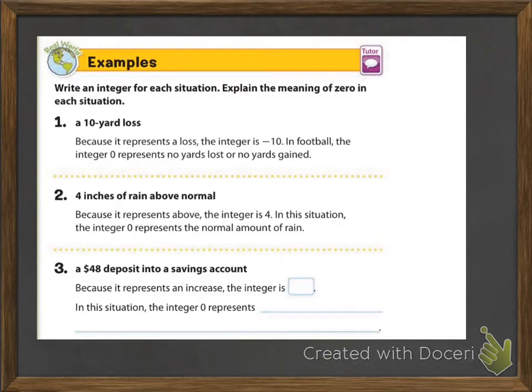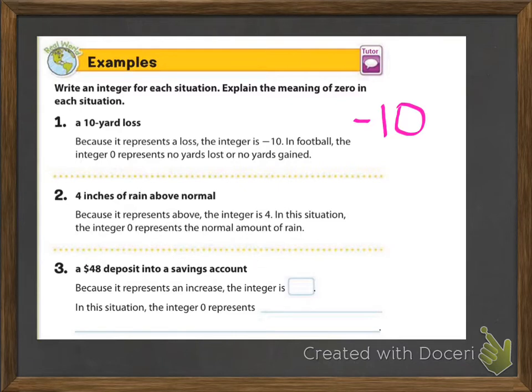All right, so now let's talk about situations. Now on these here, it says to write an integer for each situation and then explain the meaning of 0 in each situation. You'll notice that once we go through these, the meaning of 0 is pretty basic and pretty straightforward. So let's look at example 1. It says a 10-yard loss. All right, that means you lose 10 yards. Maybe you're playing football and you lost 10 yards. The way that you would show an integer for a 10-yard loss would be -10. And that's it, I promise. What 0 means in this situation is that you did not gain any yards and nor did you lose any yards. Basically, like you're right where you started from.